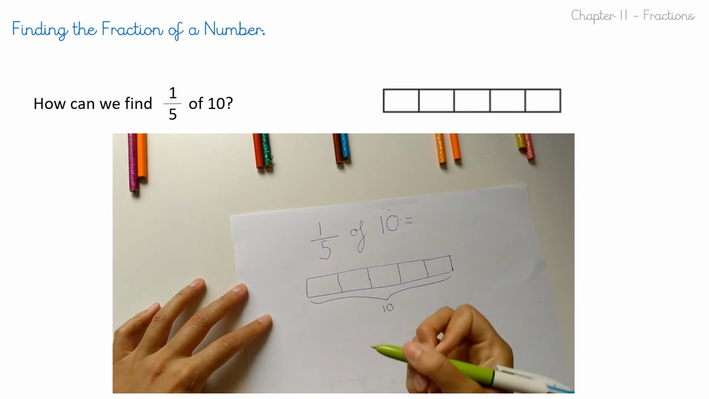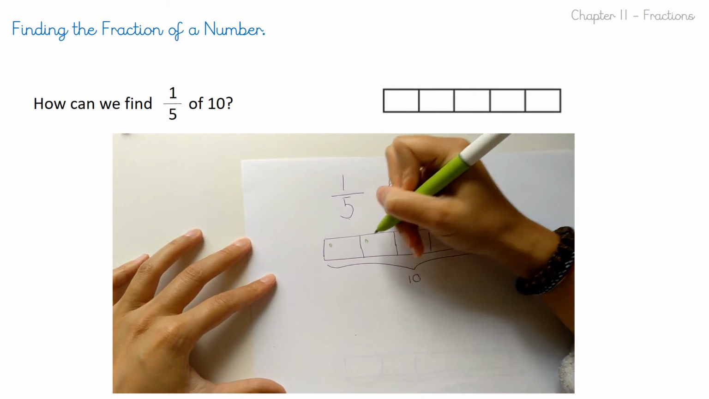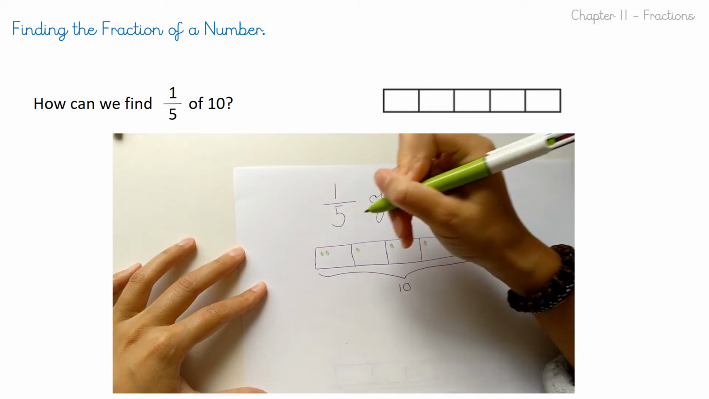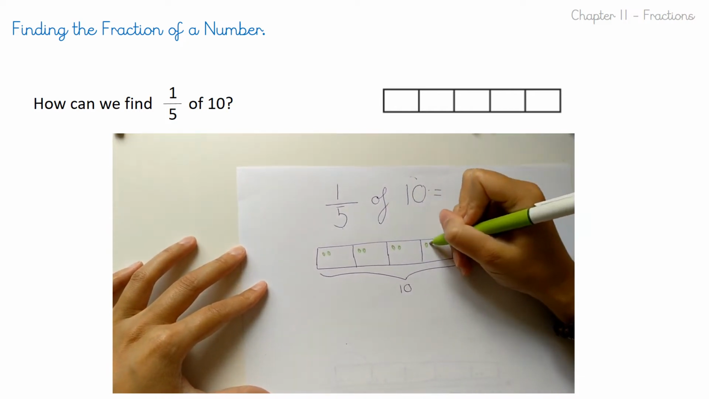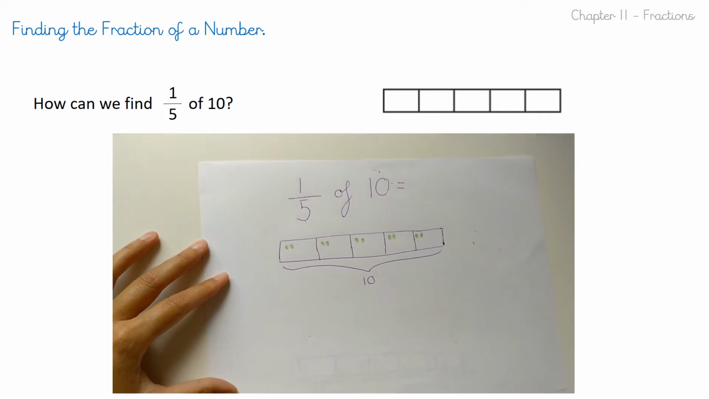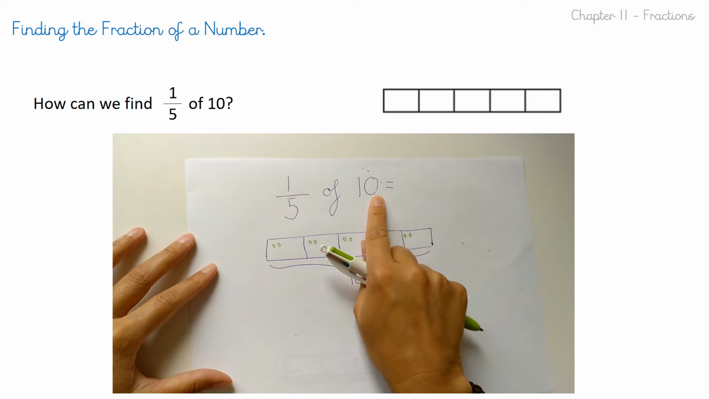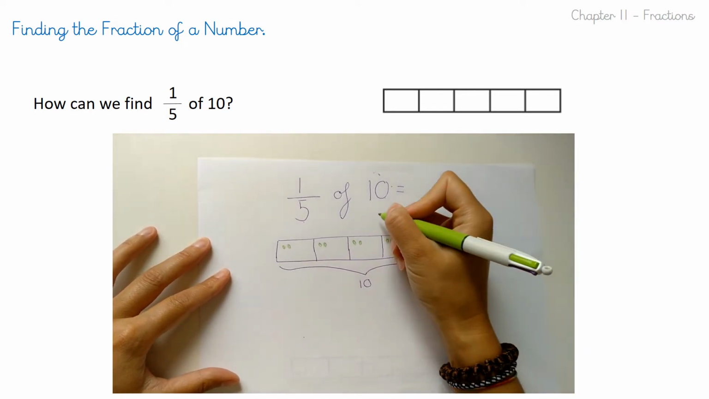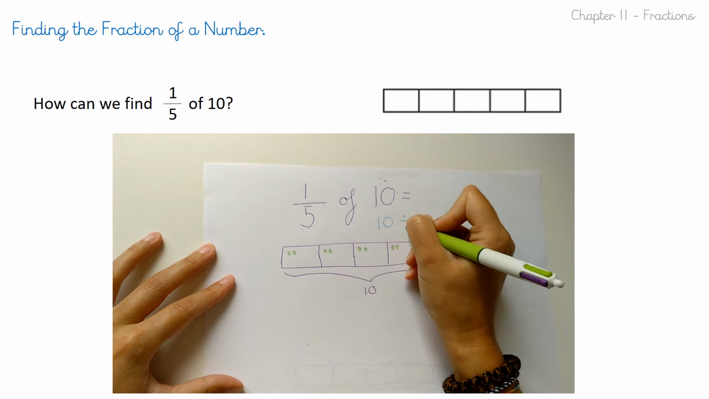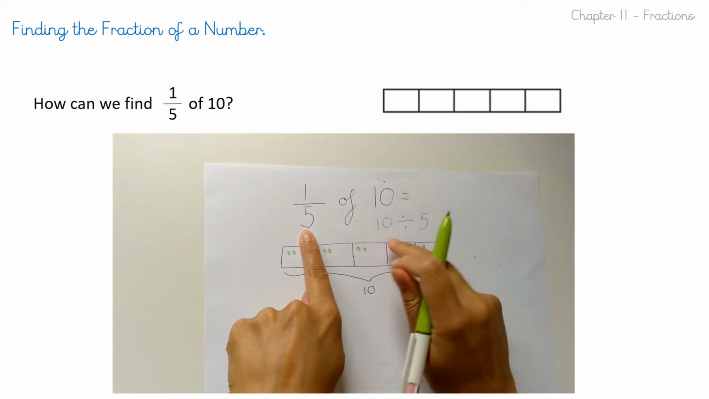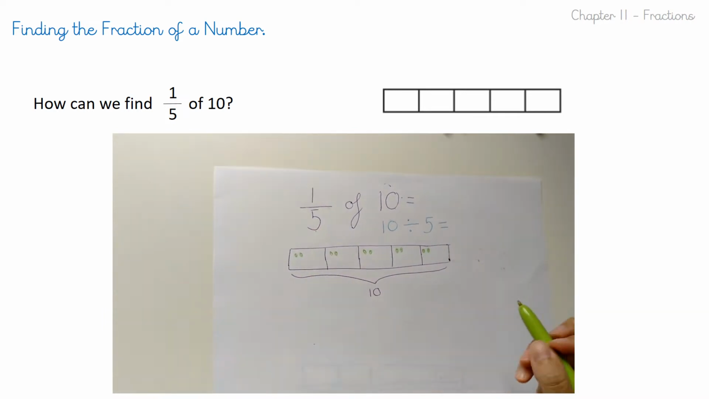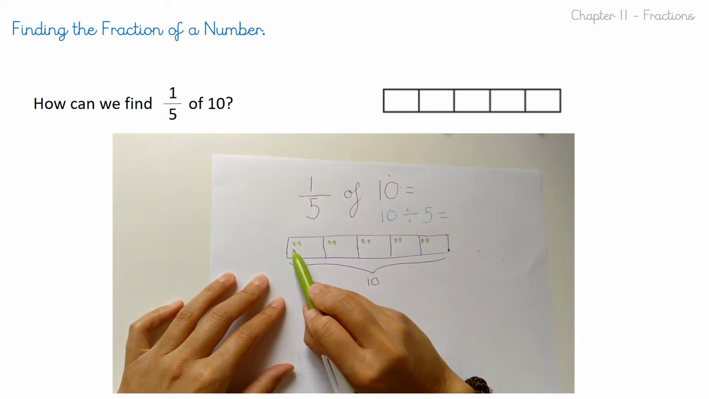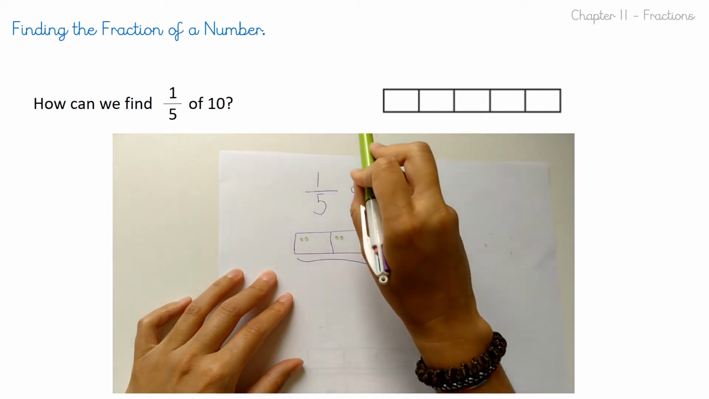So let's do it. Can you count with me? 1, 2, 3, 4, 5, 6, 7, 8, 9, and 10. So we've just shared our 10 pencils equally into 5 equal parts, which is the same as doing 10 divided by 5, because we are sharing our 10 into 5 equal parts. If we look at our bar model, we can see that each part has 2 pencils in this case.